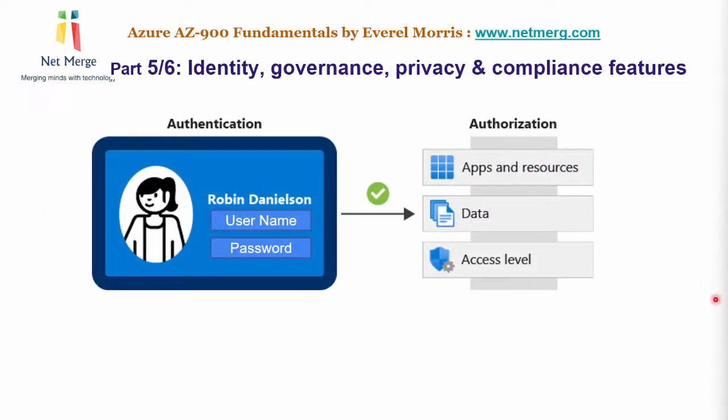Now, this is authentication in action. We're used to it. This is a username, this is a password, and then authorization. We determine what you have access to, and what level of access you would have to the particular resource.